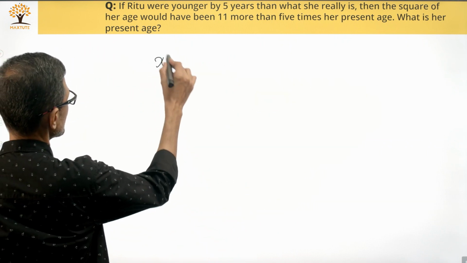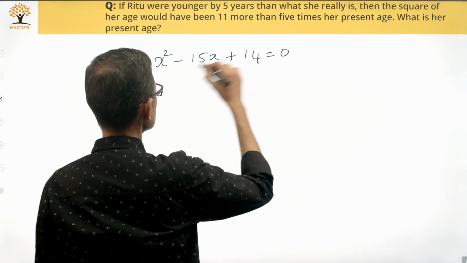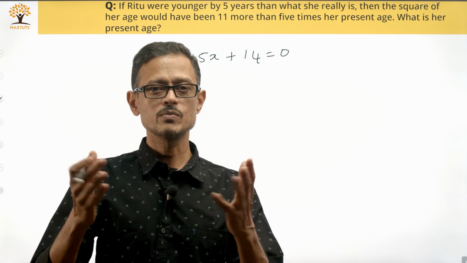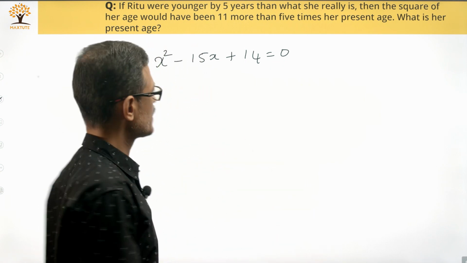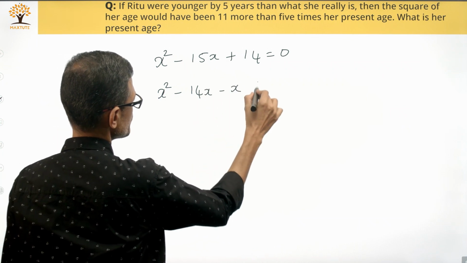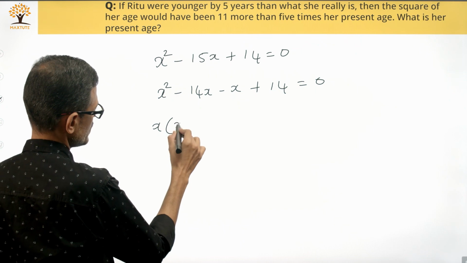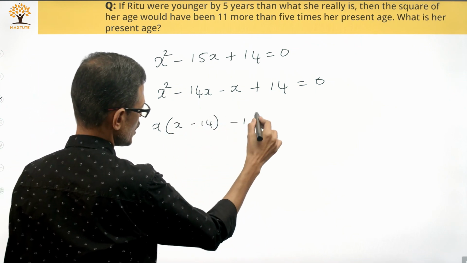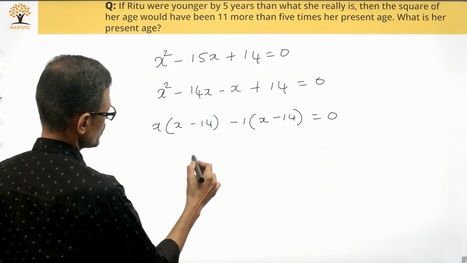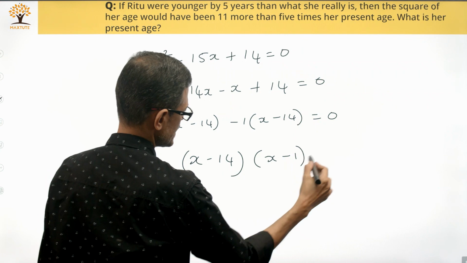So x square minus 15x plus 14 is equal to 0. Product is plus 14, sum is minus 15. So you can basically split this minus 15 as a minus 14 and a minus 1. So it's going to be x square minus 14x minus x plus 14 is equal to 0. X common from the first and second term, x minus 14, minus 1 common from the third and the fourth term, x minus 14 is equal to 0. So this would translate to (x minus 14) times (x minus 1) is equal to 0.